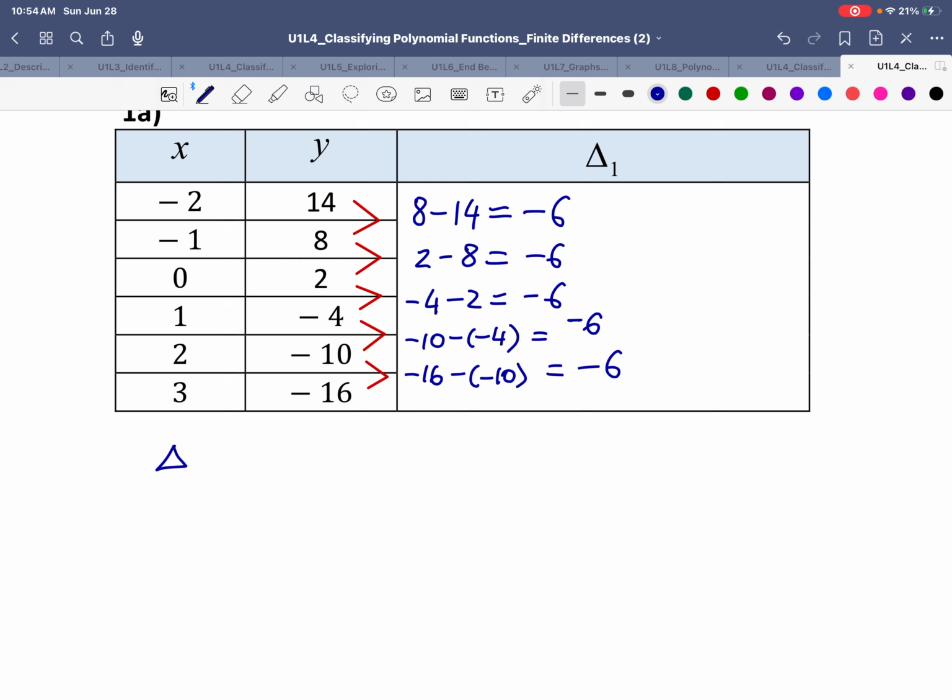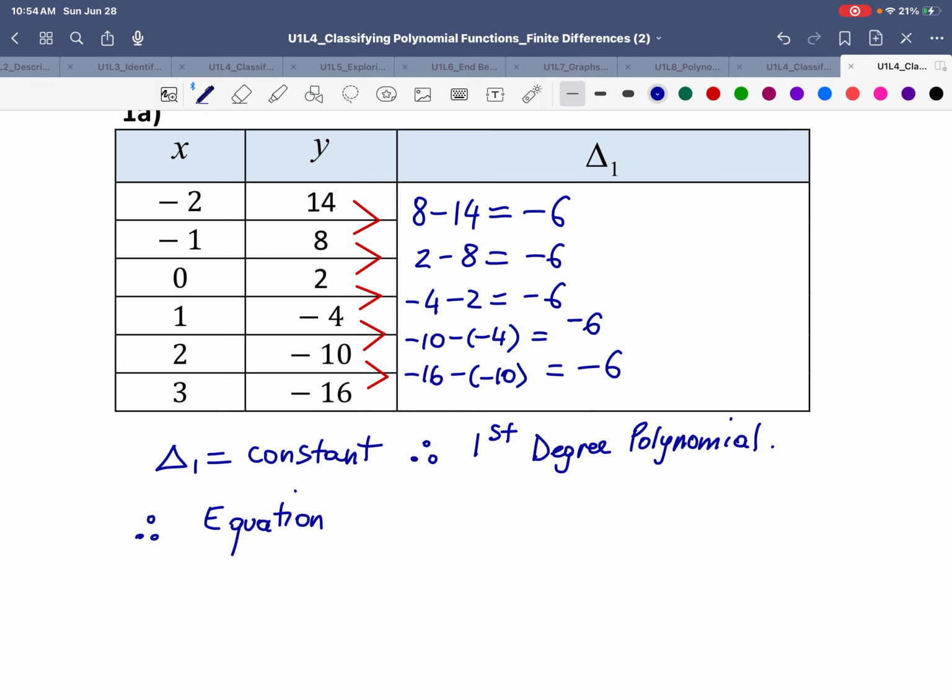So we're going to say that delta 1 is constant. Therefore, this is going to be a first degree polynomial function. And therefore, again, we're going to say that the equation that we should be looking for should be in the form y equals mx plus b. So in this equation, it is our job to find the values of m and the value of b. For the value of m, we're going to say that that would be equal to delta 1. And for the value of b, we're going to say is y at x equals 0.